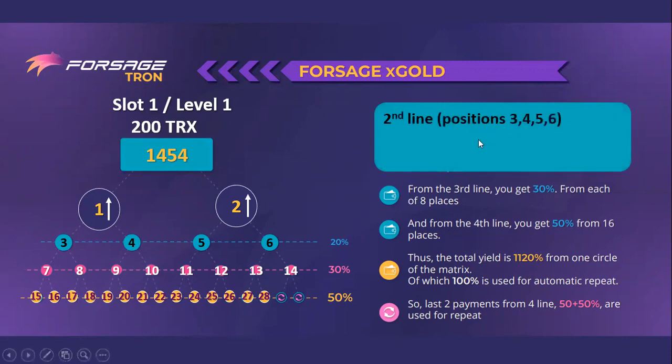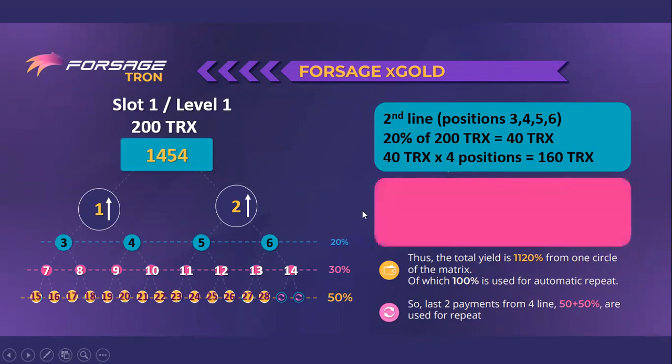In the second line, the positions 3, 4, 5, and 6, I will earn 20%. Now, 20% of 200 Tronics is, sorry, 40 Tronics. 40 Tronics, that's 4 positions. 40 Tronics times 4 positions equals 160 Tronics. So for the second line alone, I will be earning 160 Tronics.